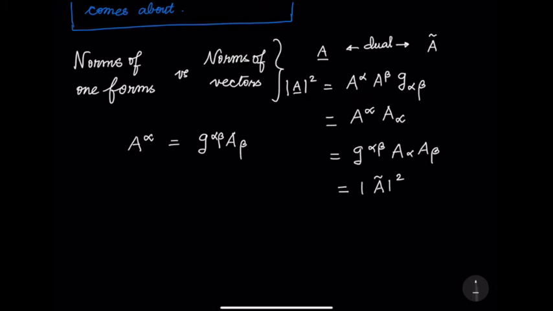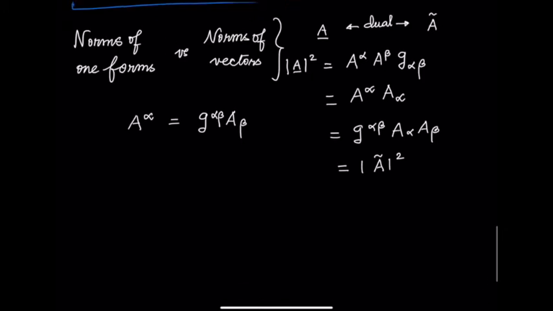Norms are sometimes written with square or sometimes written without the square. Sometimes it is written as A mod or sometimes written A mod square, but doesn't matter. If A mod matches, A mod square will also match.